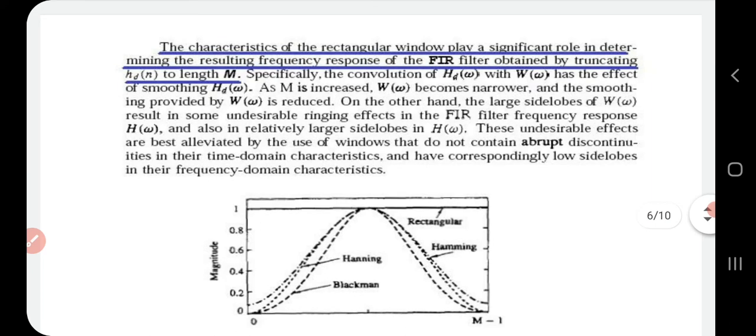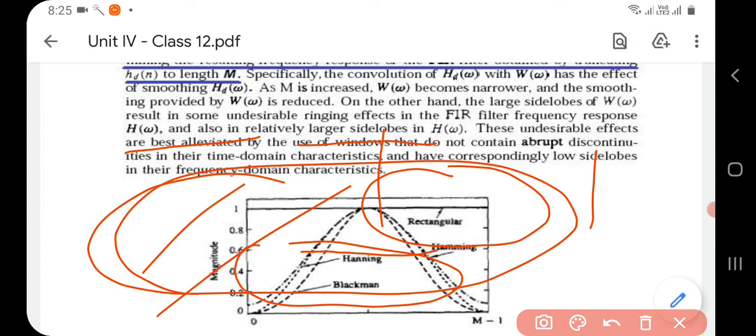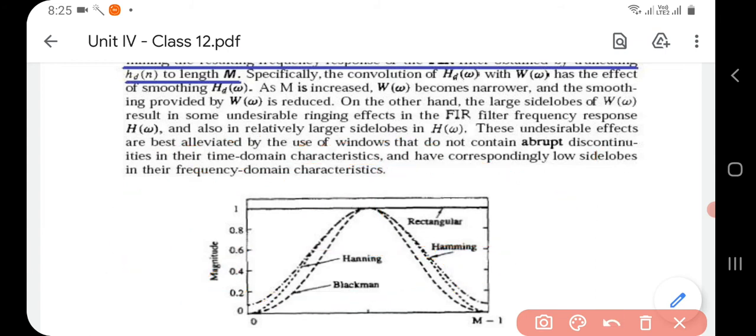As already said, as this M increases, we can see that W of omega becomes narrower, and the smoothing provided by the window function gets reduced. As the length of the filter, that is M, is increased, this window function will become narrower, and the smoothing provided by the window function will get reduced.